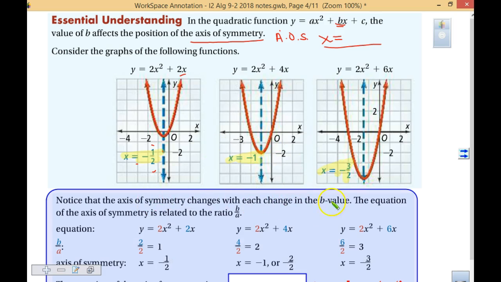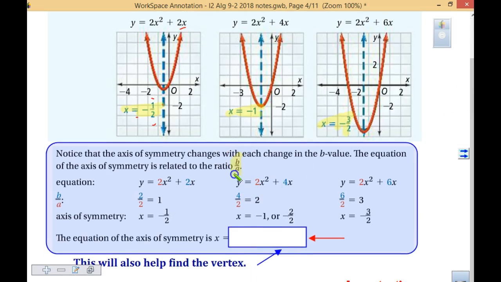It says, notice that the axis of symmetry changes with each b value. The equation of the axis of symmetry is related to the ratio b divided by a. In our first equation, b divided by a, 2 divided by 2, gives us 1, and our axis of symmetry was negative 1/2. Here we had 2 and 4 for our a and b. b divided by a is 2, and our axis of symmetry was negative 1. Then 6 divided by 2 gives us 3, and the axis of symmetry is negative 3/2.